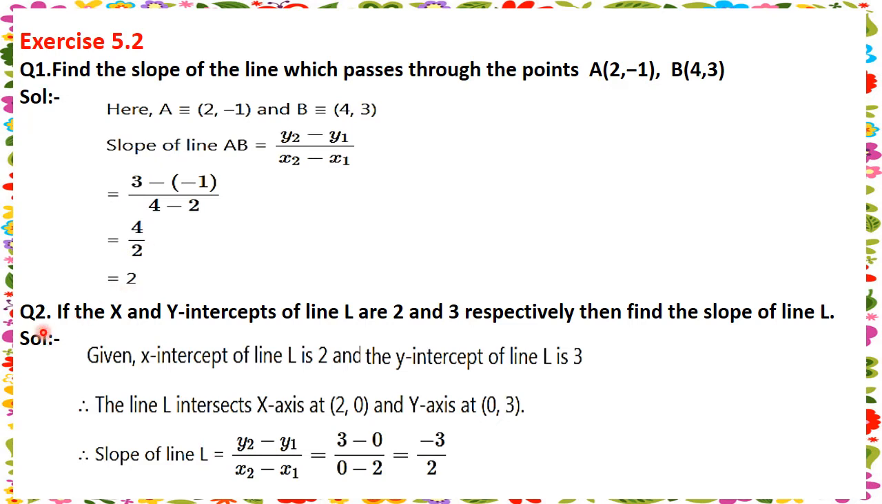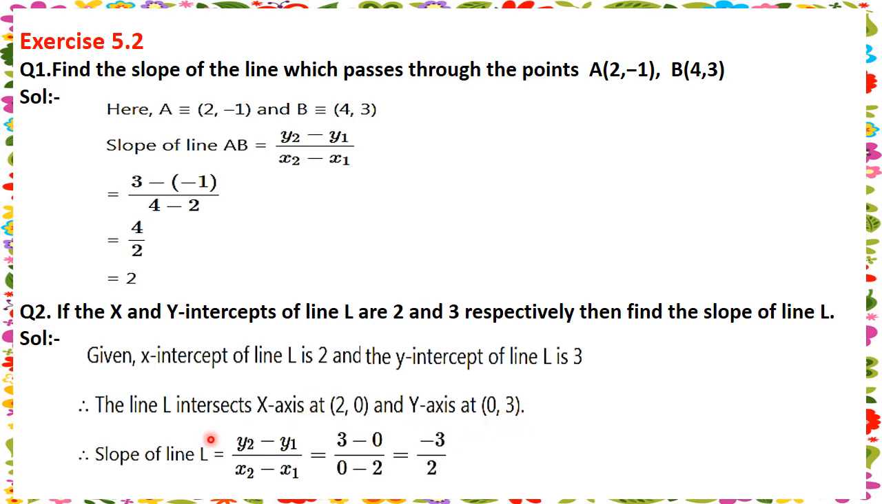Next, question number 2. If the x and y intercepts of line L are 2 and 3 respectively, then find the slope of the line. Here only intercepts are given, then we can form the points on the line because they are intersecting on the x and y axis. If the intercepts are given, it means the line is intersecting the x and y axis at these points. So the x-intercept of the line will be the ordered pair (2, 0). And the y-intercept of the line will be the ordered pair (0, 3).